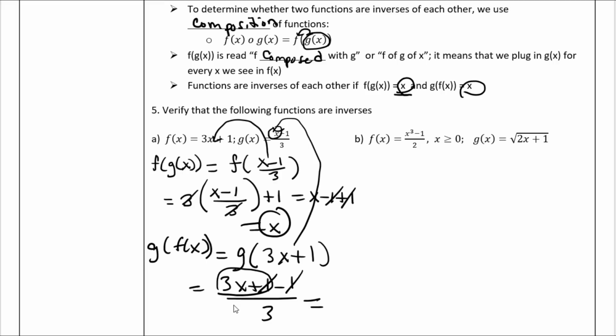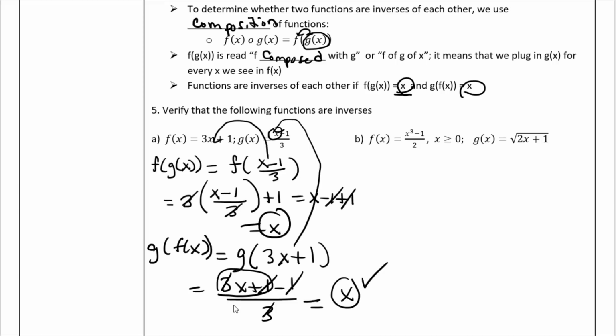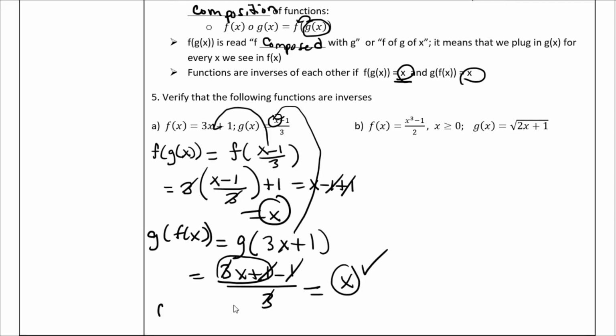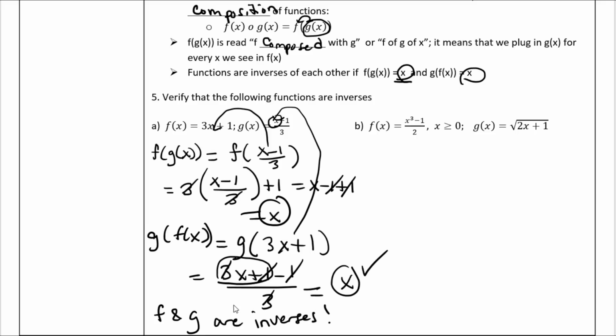1 and negative 1 cancel. So we have 3x over 3, but the 3's cancel, so it leaves you with x. So that means that these are inverses. All right, so let's go ahead and write that out: f and g are inverses. All right, let's go ahead and try for this one.